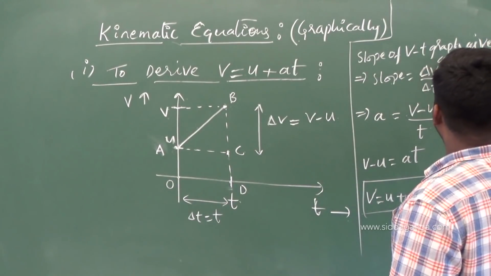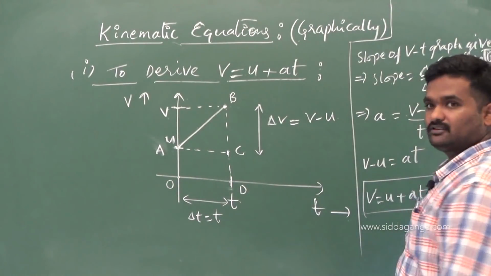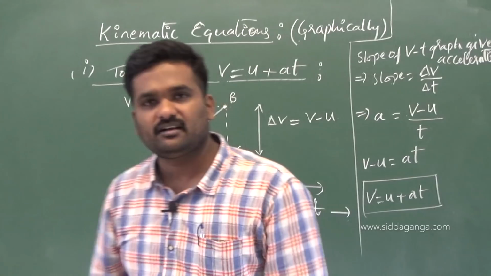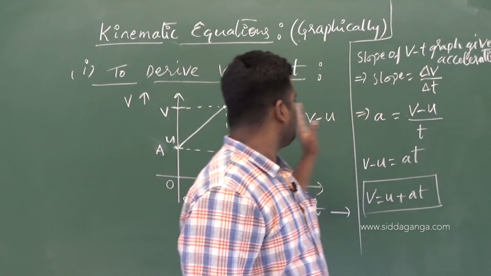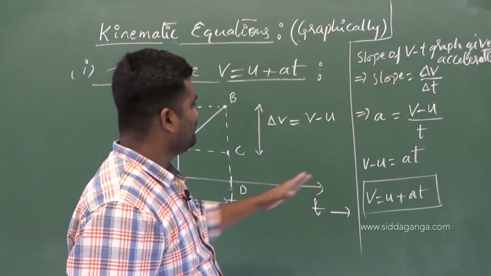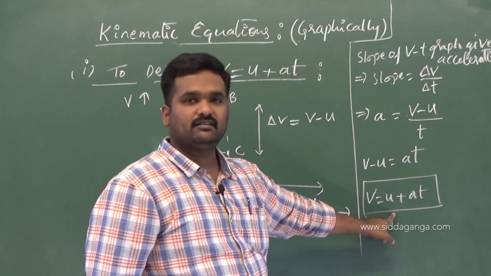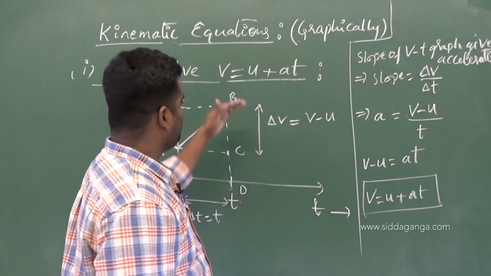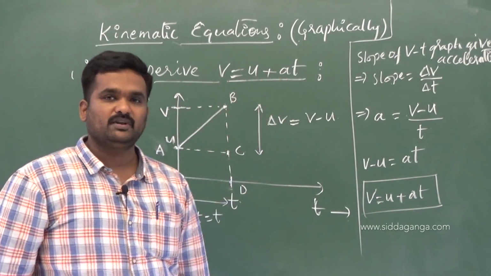Gives acceleration. That point you have to mention. When you are writing, you have to mention that point. Slope of VT graph gives what? Acceleration. Okay. The slope equals delta V by delta t, we are aware. Slope equals delta V by delta t, and you know acceleration is (V minus U) by t, and finally we will end up with this equation. This is the derivation for the first kinematic equation. What is that? V equals U plus AT.